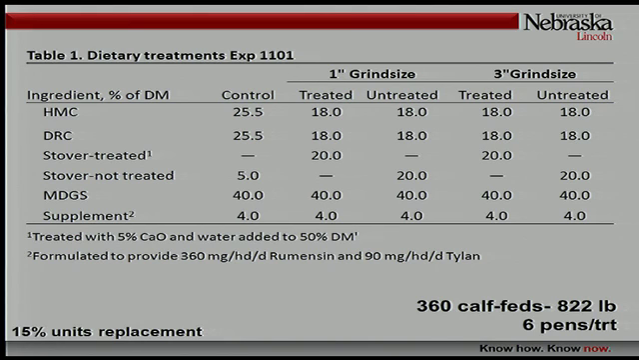We went through a little bit stronger control. Control is probably more commonly fed in Nebraska. Had 5% untreated 3-inch ground stover as its roughage. And in all these diets, we had modified distillers, as in the last experiment, at 40% of the ration.